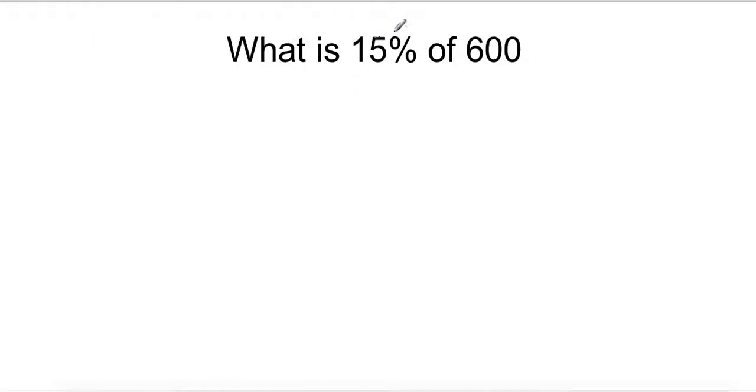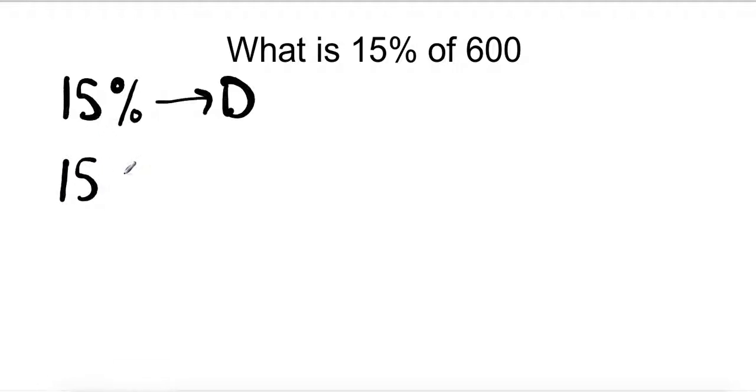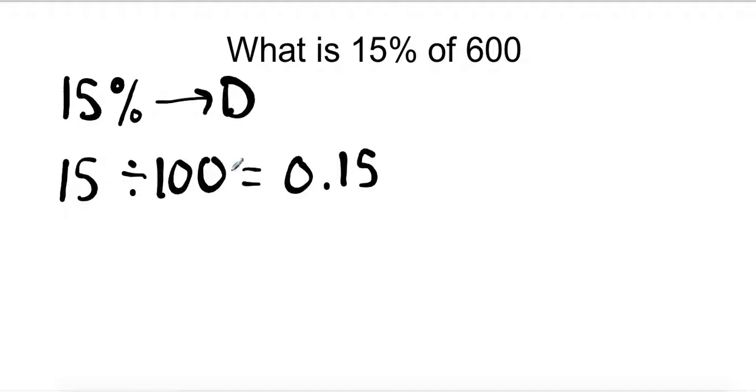And remember, we're not trying to find taxes or subtotals or anything like that. We're just trying to find what 15% of 600 is. Now, my first step is I'm going to want to turn my percentage into a decimal. So I'll be turning 15% into a decimal. Now, the first thing I'll need to do is actually divide my 15% by 100. And this will give me 0.15.